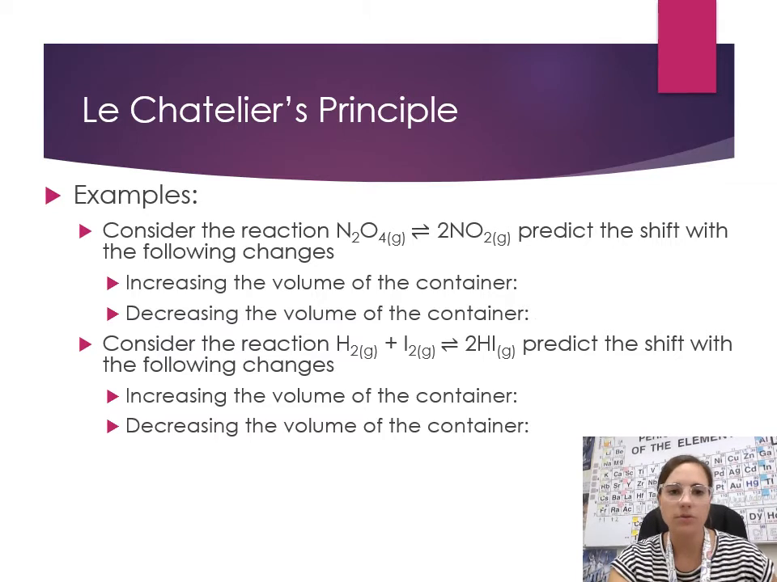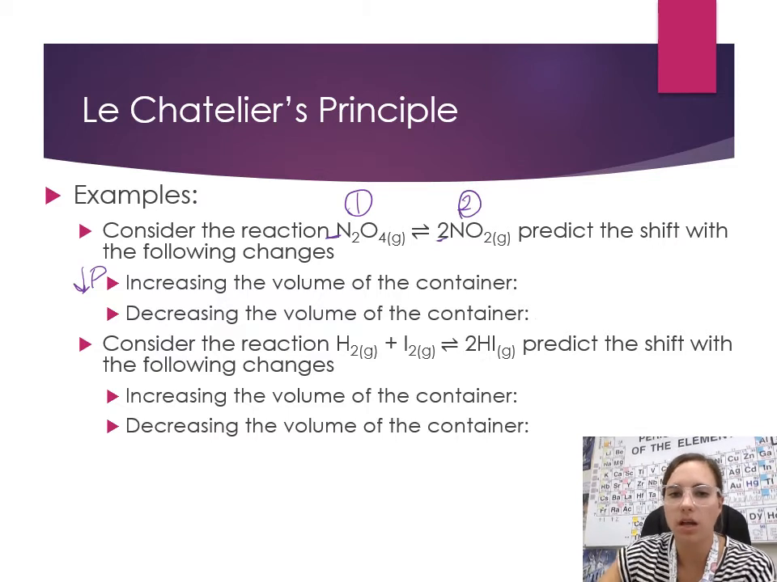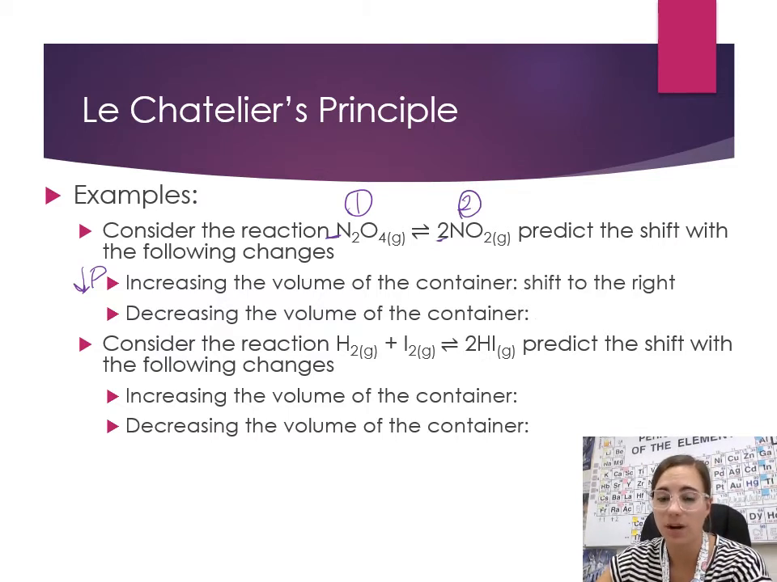So let's look at these examples. I'm given this reaction, N2O4 in equilibrium with 2 nitrogen dioxides, and I'm going to predict the shift. If I increase the volume of the container, what does that do to my pressure? Increasing the volume is going to decrease pressure. So if I decrease pressure, I need to shift to the side with more gas molecules. Well, there's only one gas molecule in the reactant, but there are 2 gas molecules in the product. So that means I'm going to shift to the right.